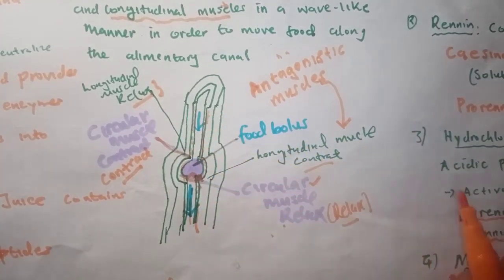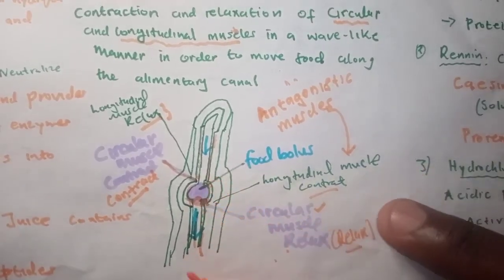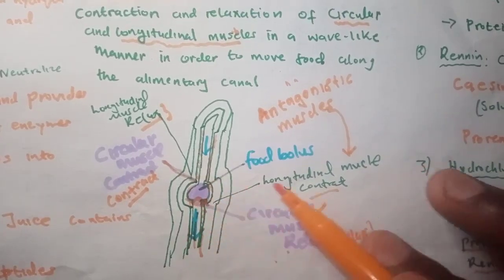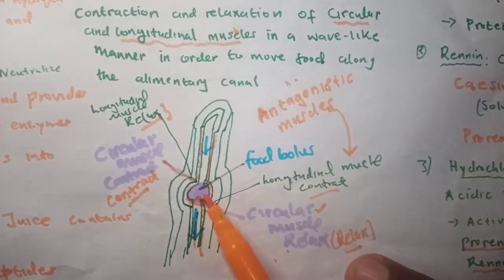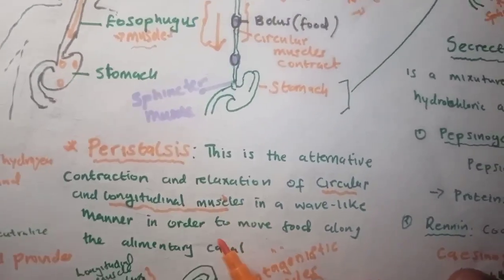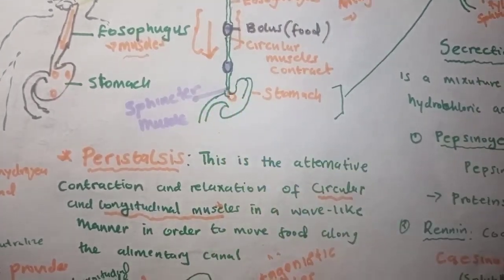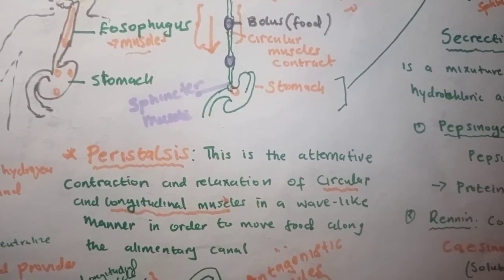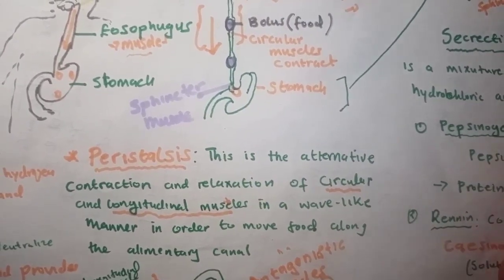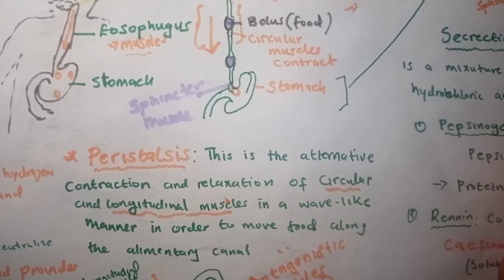So this is what happens. As this process continues to occur, it pushes this food bolus from eating down until it reaches the stomach. So the food then reaches the stomach. The take-home message is that peristalsis is simply the relaxation and contraction of circular and longitudinal muscles antagonistically. This helps to move food downwards along the alimentary canal.